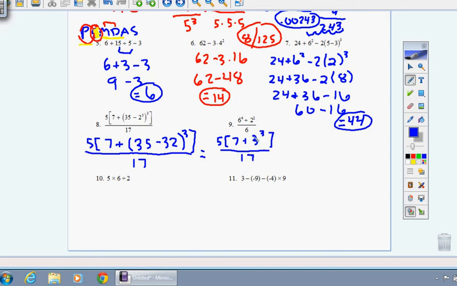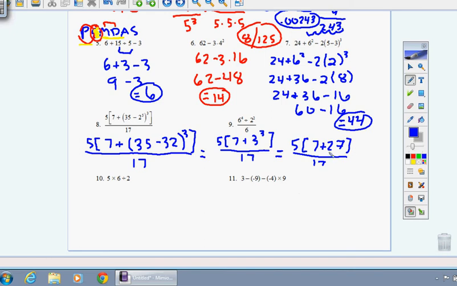Alright, so now I have my bracket here. So what do I need to do first? I need to do 3 cubed. So that's going to give me 27. So I'm going to have 5, and then bracket 7 plus 27, all over 17.